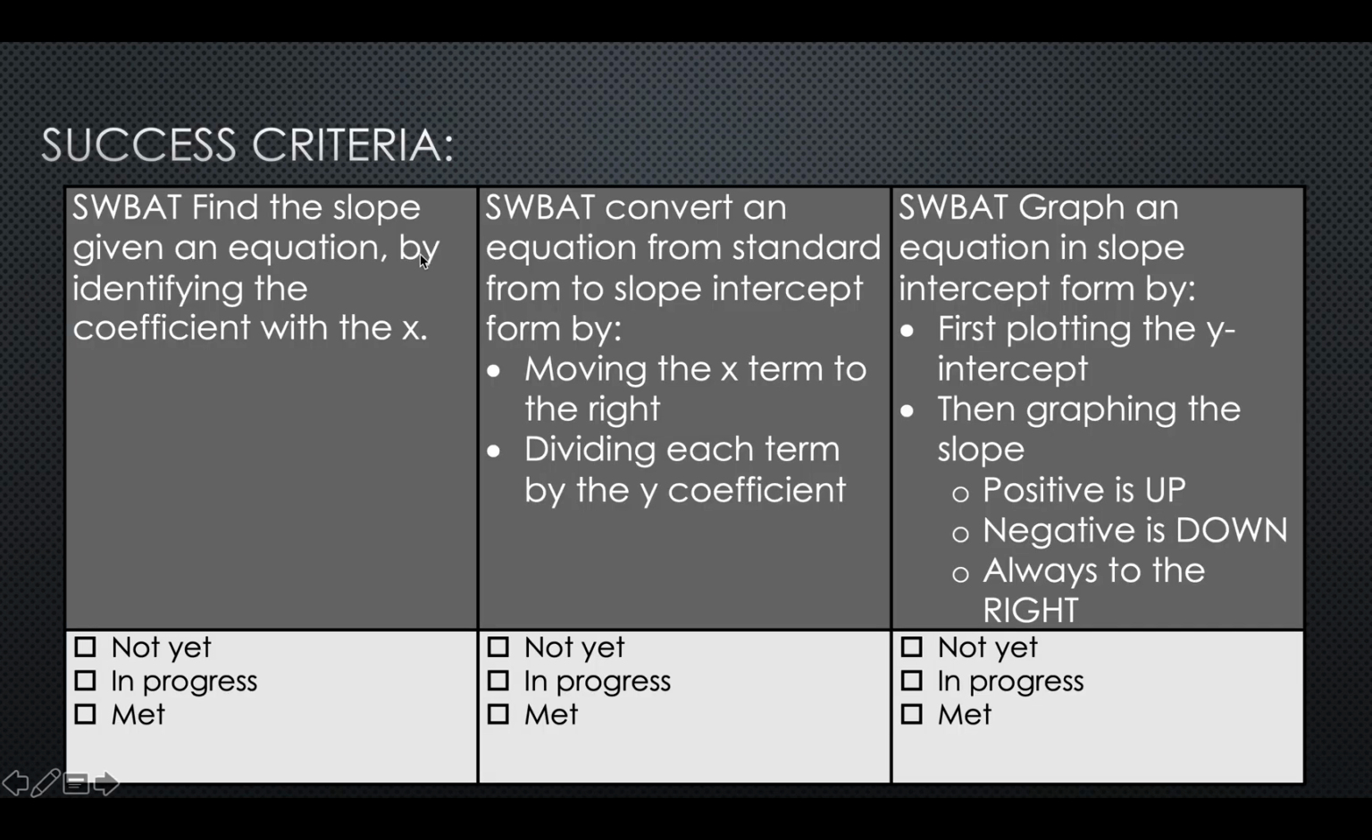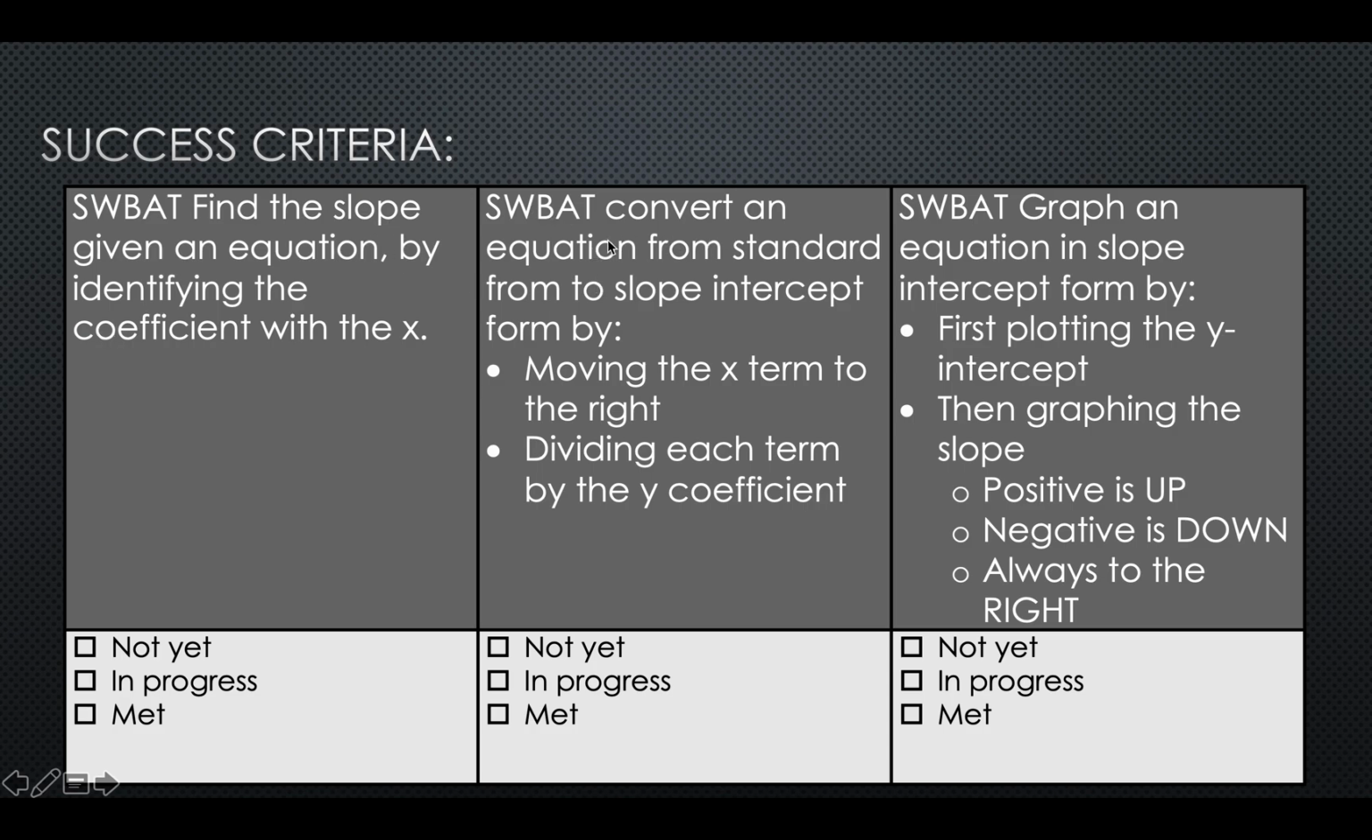So the success criteria, how are you going to measure your ability to do this? Can you find the slope given an equation and identifying the coefficient with the x? So again, as a reminder, this tells you how you're going to do it. You're going to identify the coefficient. What is the coefficient? It's the number with the x. That is always going to be the slope.